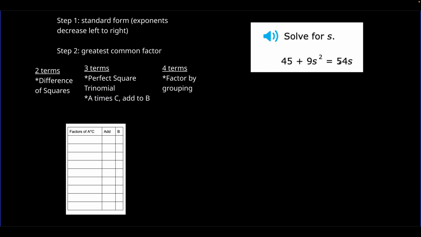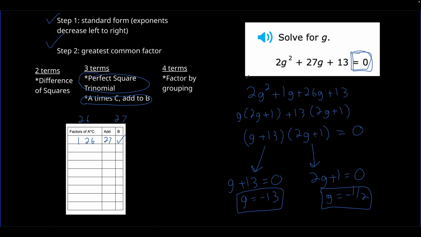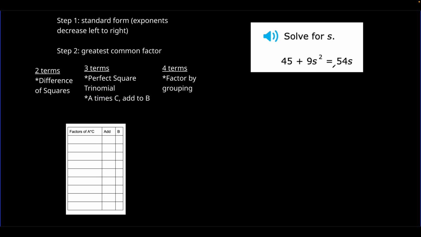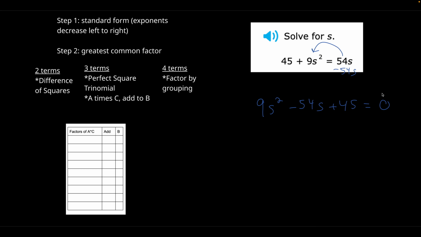Now for this problem, you'll notice it does not say equals 0. In the last problem, it said equals 0, so we just factored. Here it says equals 54s. We need to get it to equal 0. So we need to move this 54s over. We're going to subtract 54s. When we do that, and let's put it in standard form, 9s squared minus 54s plus 45 now equals 0. And now we should be able to factor this normally.